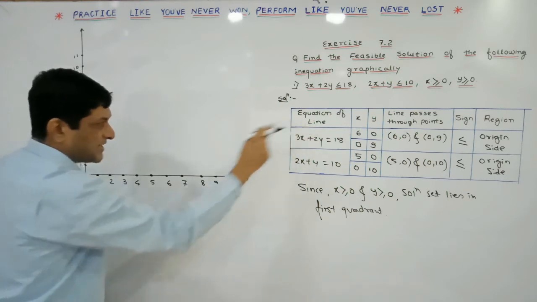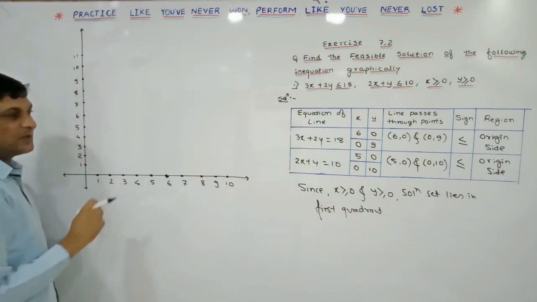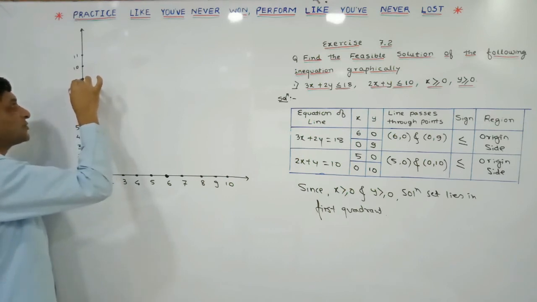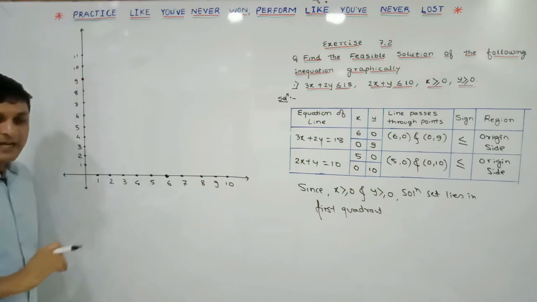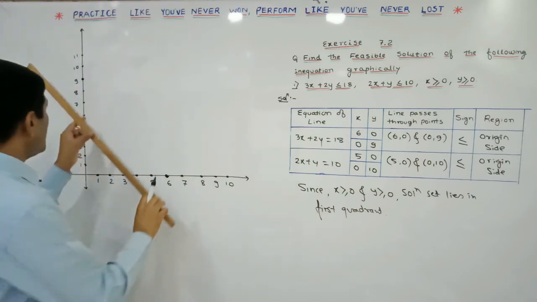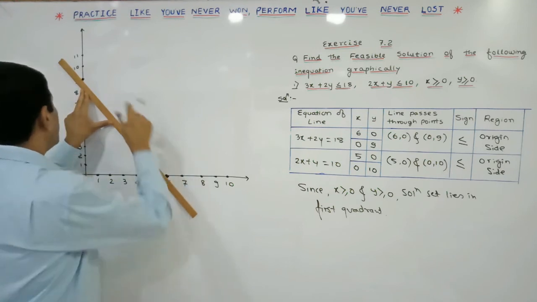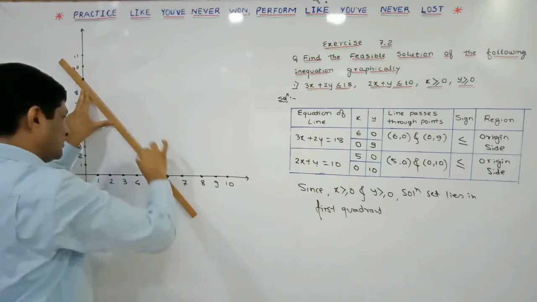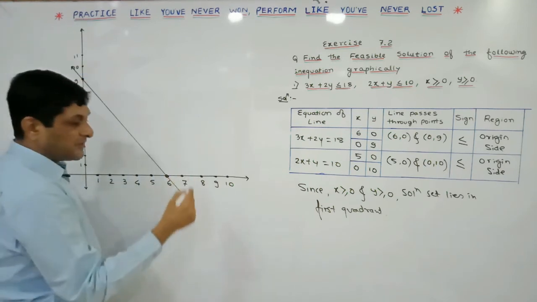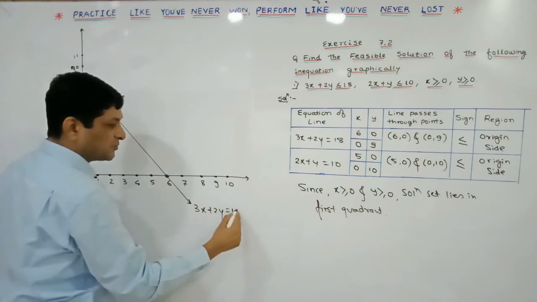Okay, now let us try to find the position of the points. So the first line passes through the point (6, 0). So here we will get the point (6, 0), and the line also passes through the point (0, 9). Once the coordinates of two points on the line are known to us, draw a line passing through these two points. So our first line passes through these two points. What is the equation of the line here? 3x + 2y = 18.